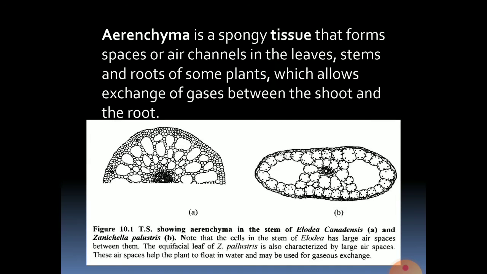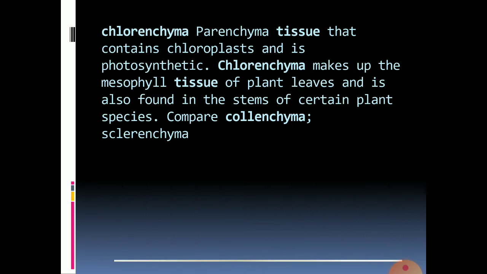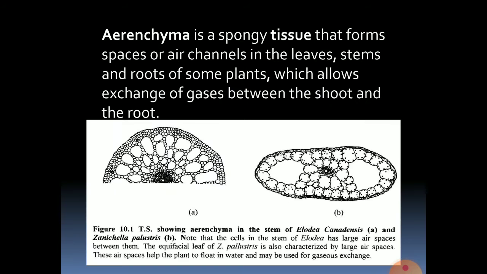You can see the air spaces, the large vacuole type. These are not vacuoles, these are air spaces. So aerenchyma is a type of parenchymatous tissue, and this aerenchyma provides buoyancy because it is actually present in the aquatic plants. You have seen the stem of lotus, which is edible also.